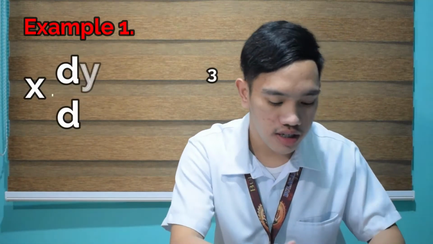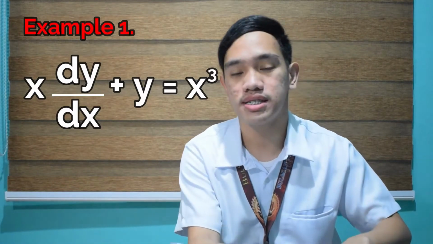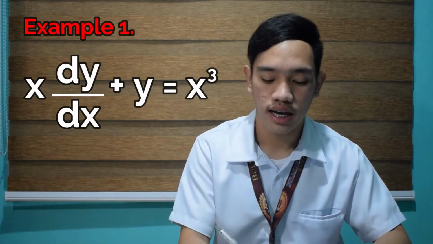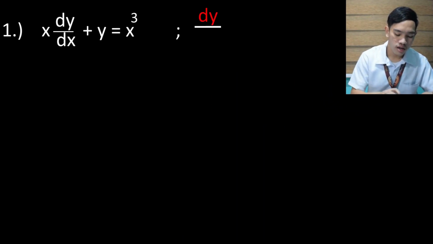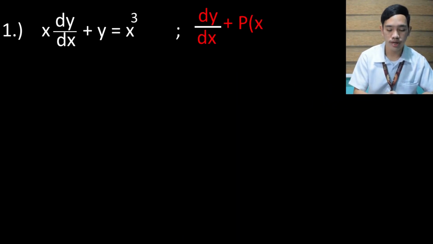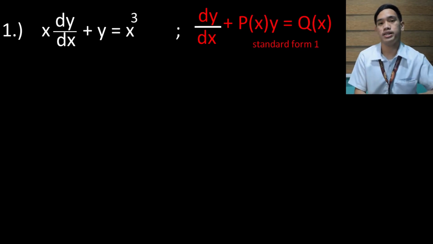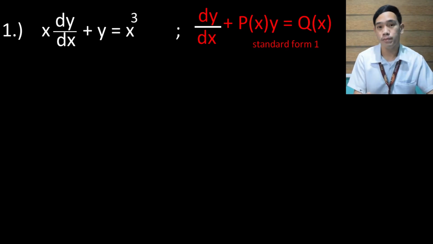For our example number 1, we have x times dy over dx plus y equals x cubed. So our first step here is this equation needs to look like our standard form. So, dy over dx plus p of x times y equals q of x. Yun yung standard form na gagamitin natin kasi masasabi ko na linear in y siya dahil ang dependent variable niya is in terms of y.